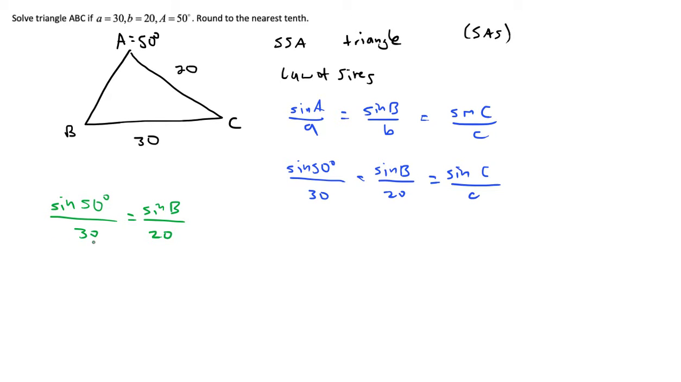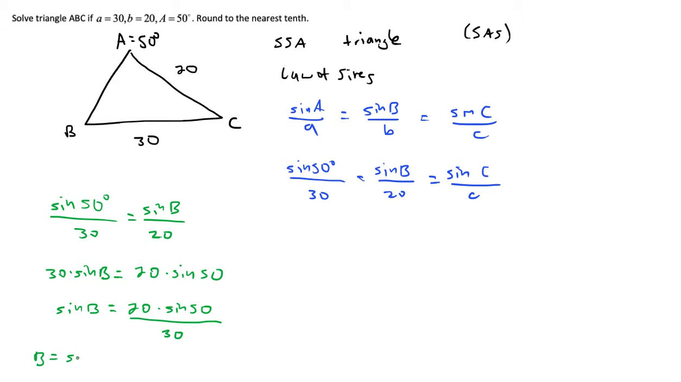Using this proportion, we can cross multiply. So 30 times the sine of B equals 20 times the sine of 50, and then we divide by 30. So the sine of B is going to equal 20 times the sine of 50, all over 30. Now remember, we're solving for the value of B itself, so B is going to equal the sine inverse of all of this: 20 times the sine of 50 all over 30.